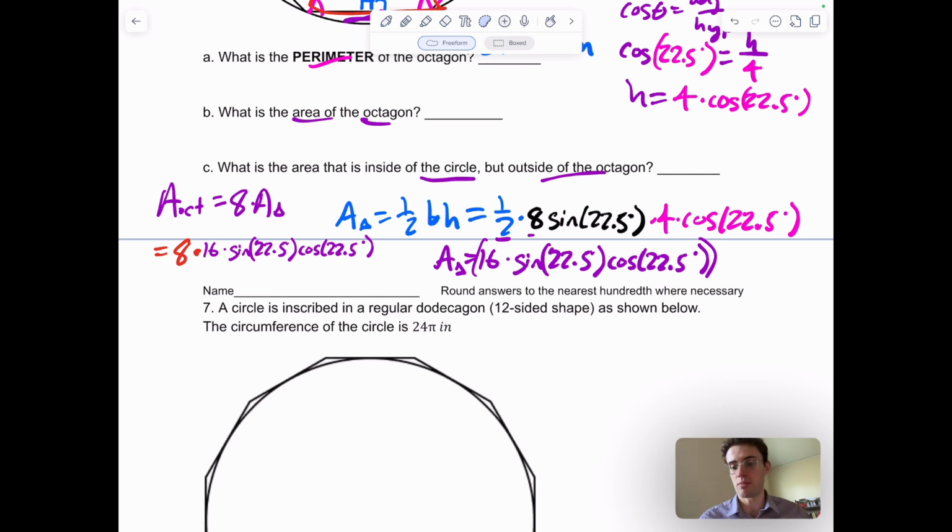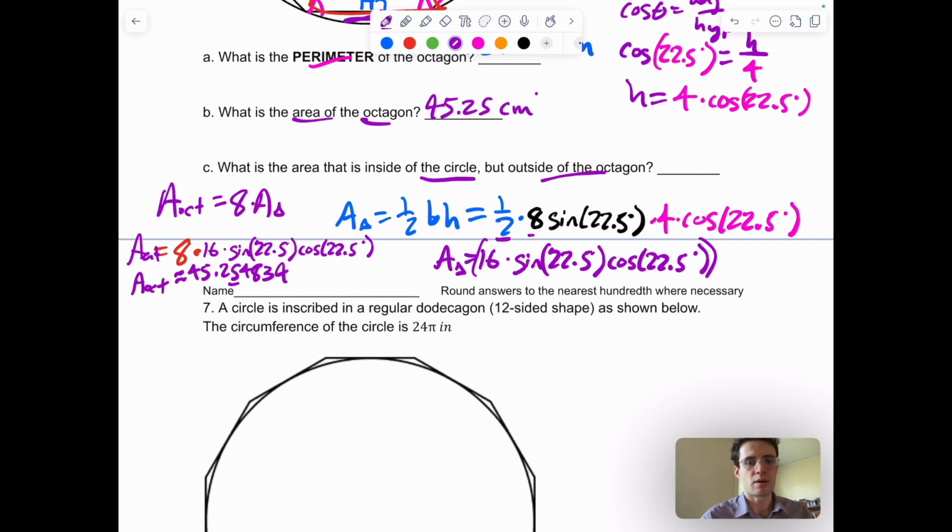And make sure you're in degree mode. That gives me 45.254834. We round that to the nearest hundredth. That would give us 45.25. In this case, it would be centimeters squared.